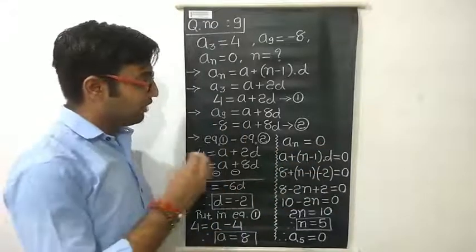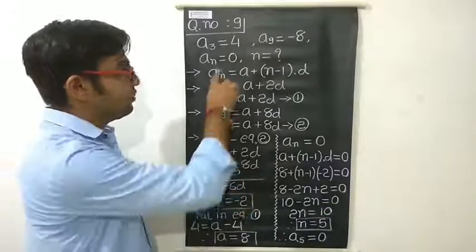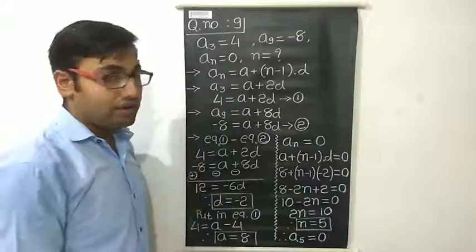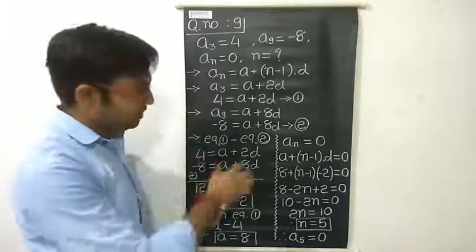In this way we can also ask another question, that find the term which has the value equal to either minus 1 or 5 or minus 11 or 50, anything. We can solve all that type of question in this way.